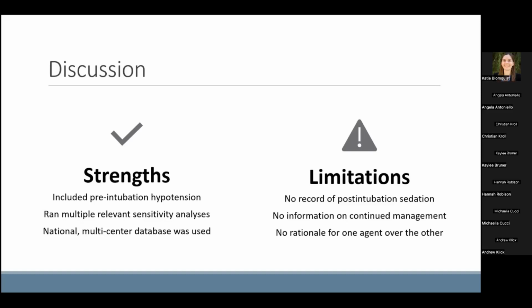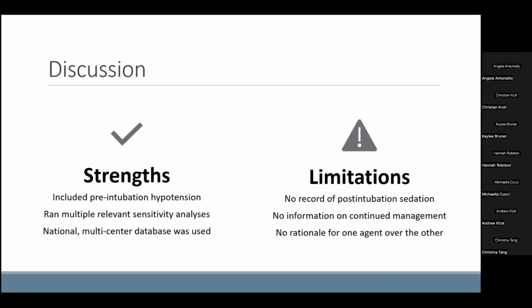There was also no information on continued management. So no mortality or vasopressor use, no necessity for glucocorticoids or anything like that was shown. Again, this isn't necessarily a comparator between the two agents, but it might have been nice to see what happened within those agents after intubation. And then there was no rationale for one agent over the other.